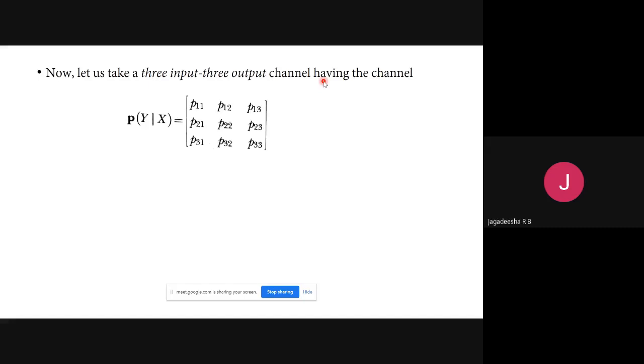Okay, so when you have a 3x3 channel, that is a channel having 3 inputs and 3 outputs, something like this, you have a channel here, and the channel has 3 inputs, 1, 2, and 3, maybe X1, X2, and X3, and outputs Y1, Y2, and Y3. This random variable Y represents different output points Y1, Y2, and Y3. And we have the random variable X that represents different input points X1, X2, and X3. So this is basically the channel.